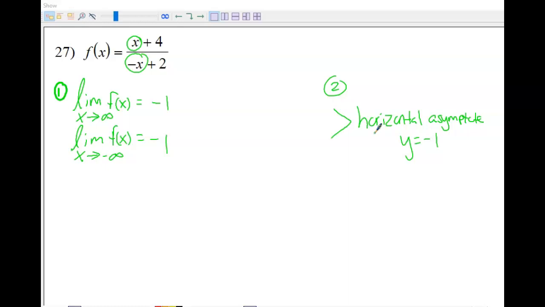The next thing that you're going to be asked to do is find your y-intercept. So to find your y-intercept, you plug 0 in the top and bottom. If I do that, you get 4 over 2 because these just go away. And that reduces to 2. So there's my y-intercept. The next thing we're going to do is factor the polynomial.